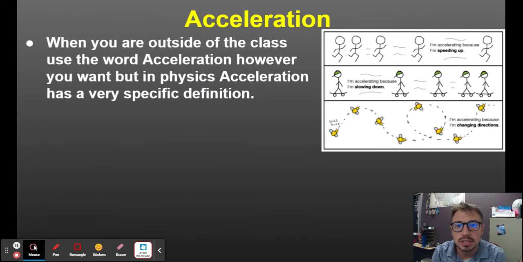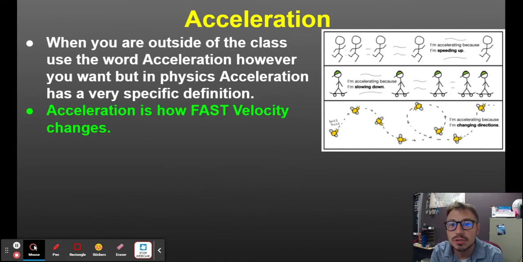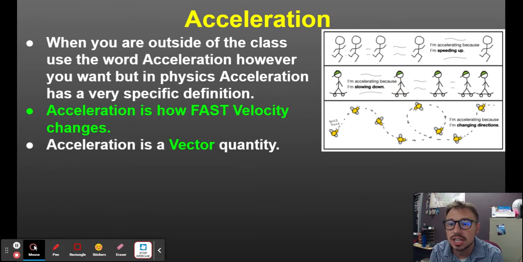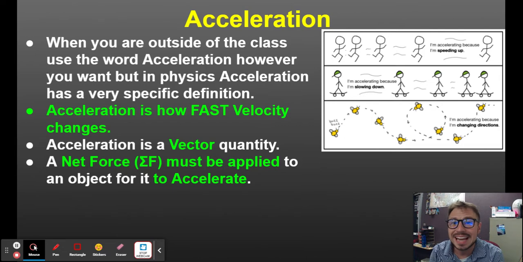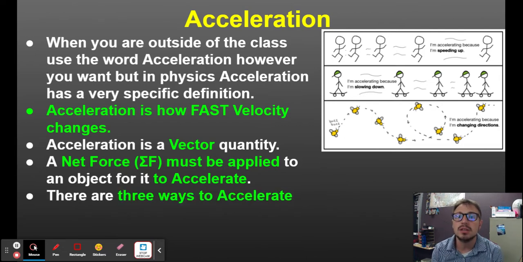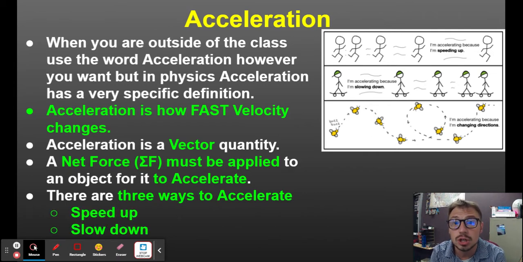So acceleration, right? Most people use this term just to mean speed up. However, in physics, it has a very specific definition. Acceleration is how fast velocity changes. Acceleration is a vector quantity, so that means it has a direction. So a net force must be applied in order for an object to accelerate. And there are three ways to accelerate: speed up, slow down, and turn.